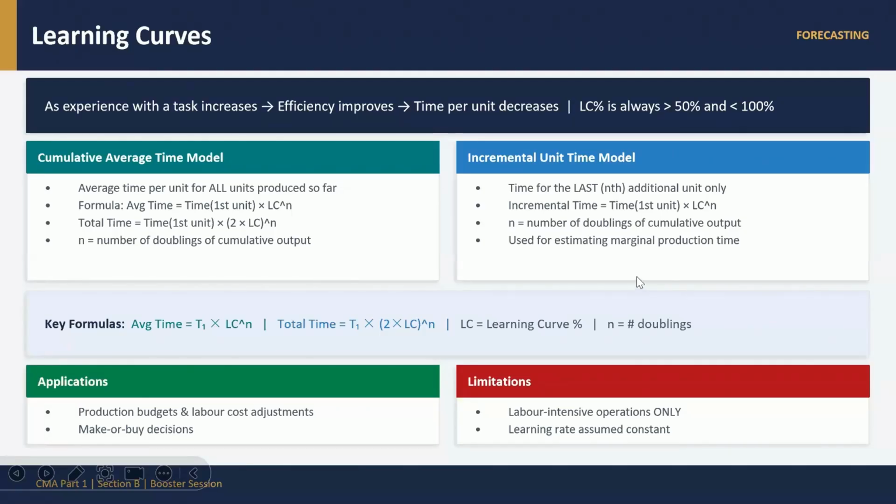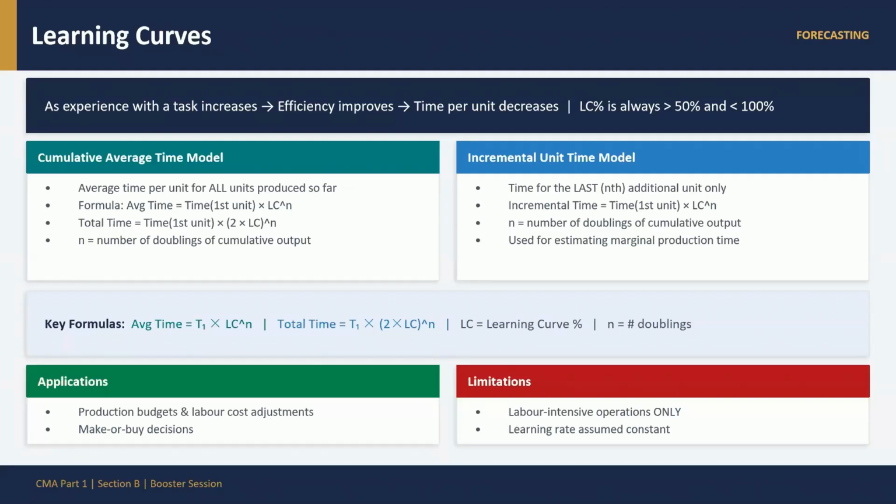We don't use this model for calculation, but we'll understand the meaning. The incremental unit time model states that we have to find out the time we are consuming for producing the last unit, or the additional unit. The word incremental itself says that it is the time or cost involved in producing the last unit, that is, one more additional unit.